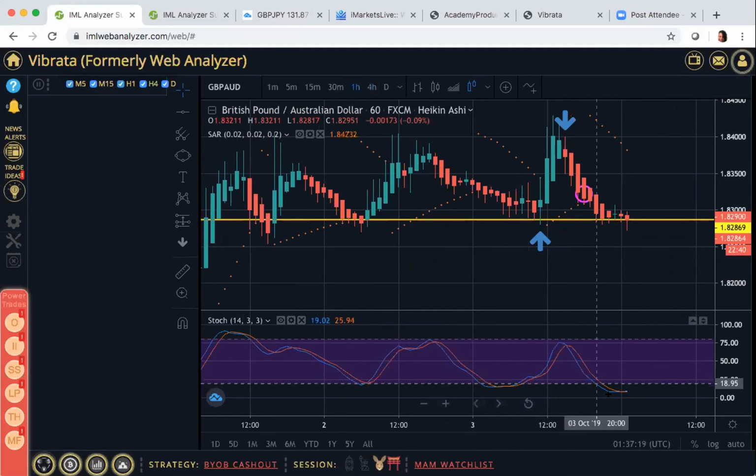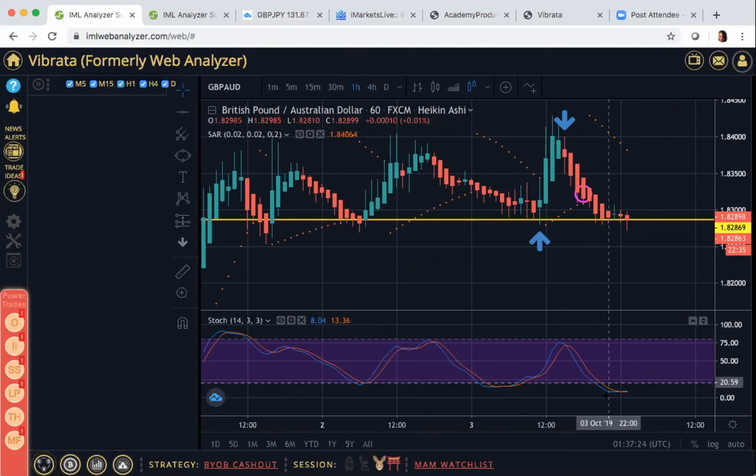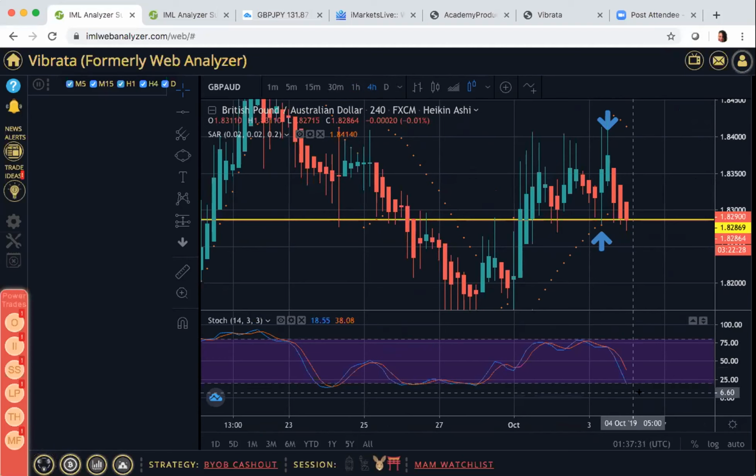My stochastic is not going to do it just yet. My stochastic is here and it's starting to curve and turn up. The 4 hour has a major push. My stochastic is almost down here. You see, you got the red line and you got the blue line.